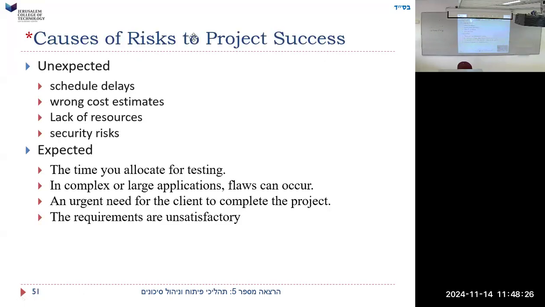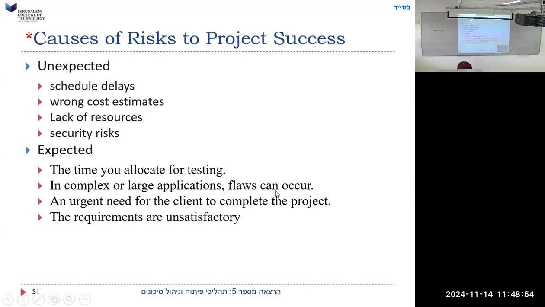Causes of risks to project success. There are unexpected and expected. Really we should start with expected. Expected risks are what? The time you allocate for testing. The fact that you do testing means that you know that there's gonna be problems. Why do you allocate time to it? You could allocate zero time. Oh, but I know that there's risks. I know the likelihood that things will go wrong. So those are expected risks.